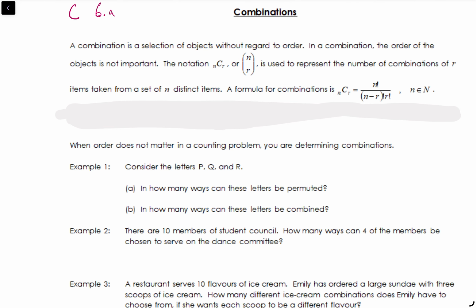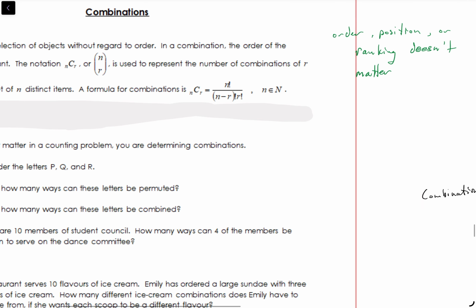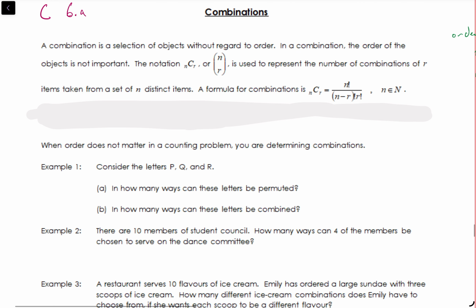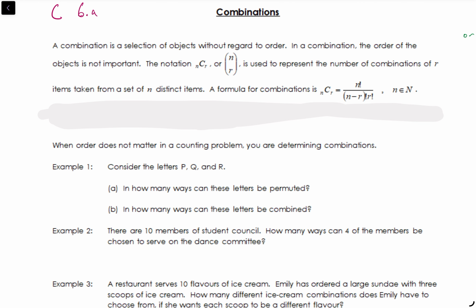We're going to start combinations now as our next counting method. A combination is a selection of objects without regard to order. It is sort of like a permutation, but here order, position, or ranking doesn't matter. It's hard to picture initially, so feel free to ask questions in class to differentiate permutations and combinations. And I hope to provide you with a few examples.